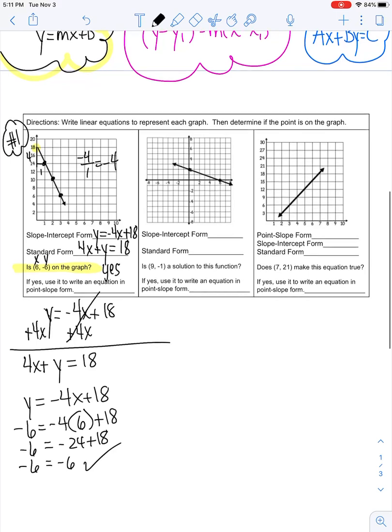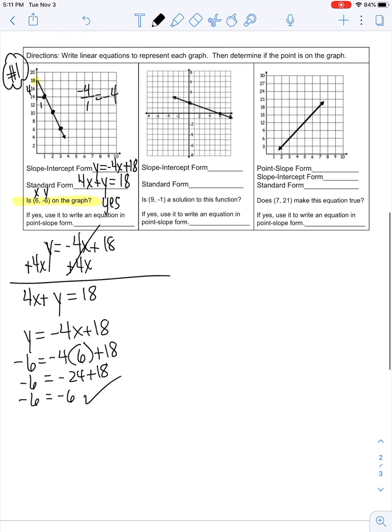Then here's the last thing you're going to do on your practice. If yes, you use it to write an equation in point-slope form. So now I'm going to say y minus the negative 6 becomes y plus 6 equals, what's our slope? Well, we found it to be negative 4 times x minus 6. It's a positive 6. So we're going to try a couple more of these. Let's look at example 2.